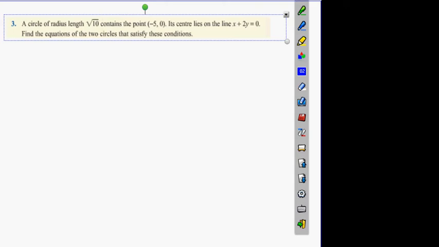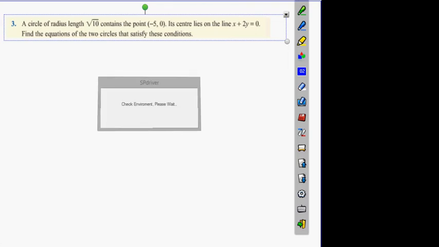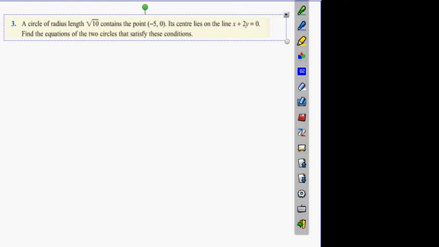Okay, lads. So, a circle of radius root 10 contains the point (-5, 0), and the centre lies on the line x + 2y = 0. Find the equation of the two circles that satisfy these conditions. Okay, guys. So what I know straight away is that I have to use this equation here, and these aren't too hard, guys.